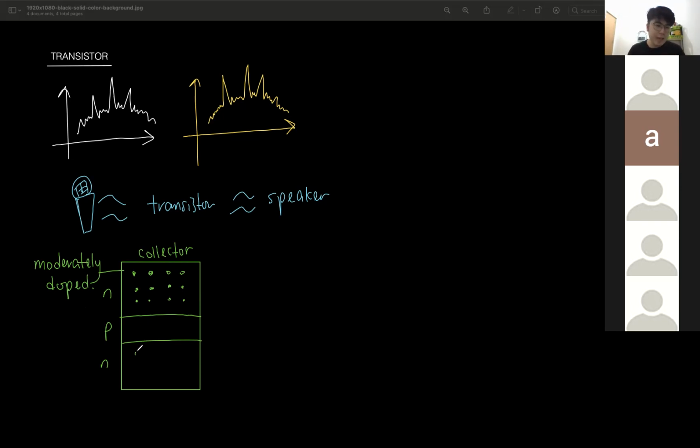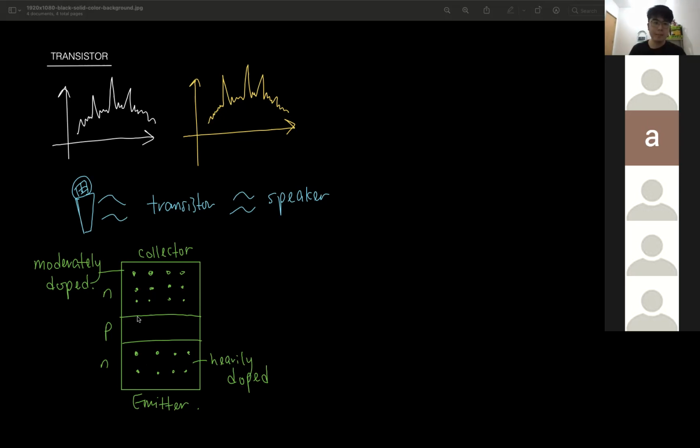And underneath here, at the bottom, this is the emitter. Emitter means that they are the ones that supply the electrons. So we call them emitter. The emitter is heavily doped. So they have a lot of free electrons because they are the ones that supply, right? So they have to be heavily doped. So these two are the same N-type. The only difference is that one is moderately doped, one is heavily doped.